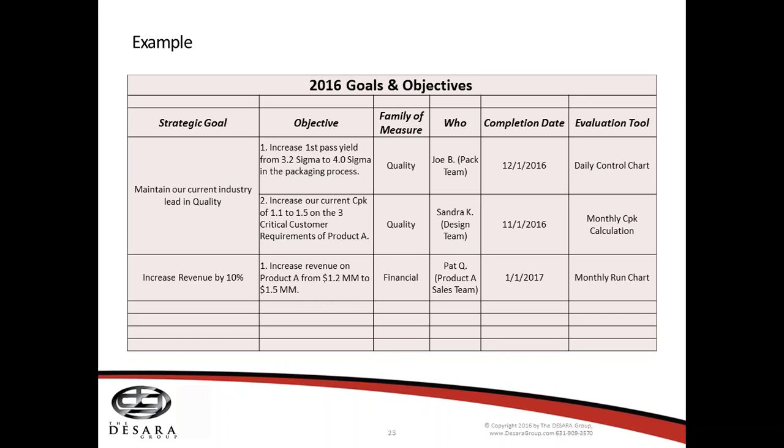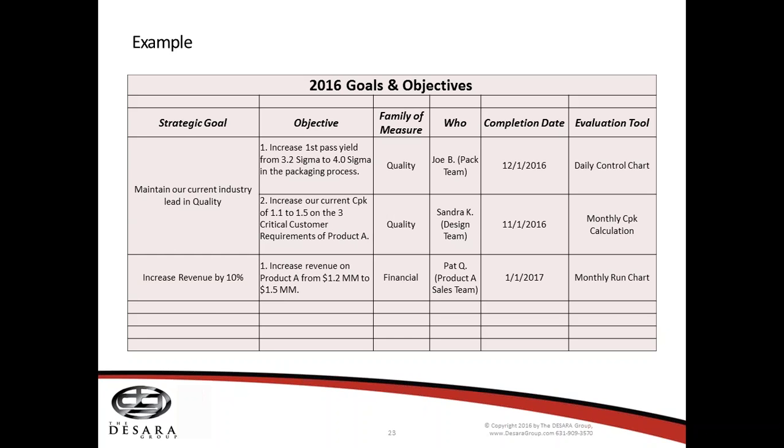Most of you go through an annual planning session, and strategic goals are either generated or reviewed and updated in that annual planning session. If that planning session is effective, what typically comes out of that are a series of annual goals for this year, annual objectives. What are we going to do to meet those strategic goals? And that's what is in column 2. For example, for our maintain current industry lead, we might have an objective that says increase first pass yield from 3.2 sigma to 4.0 sigma in the packaging process.